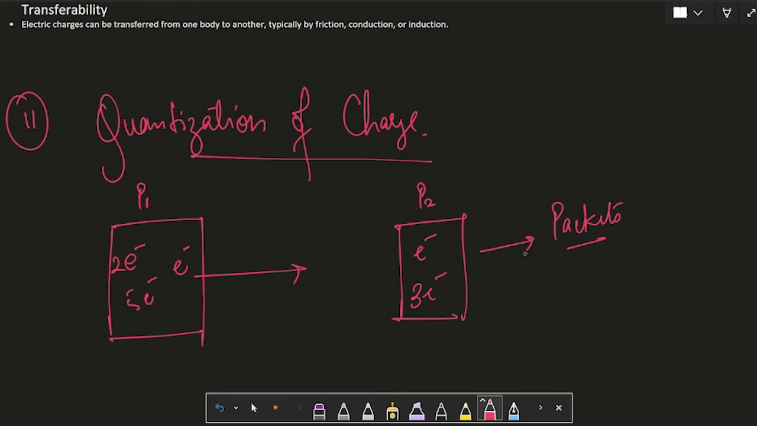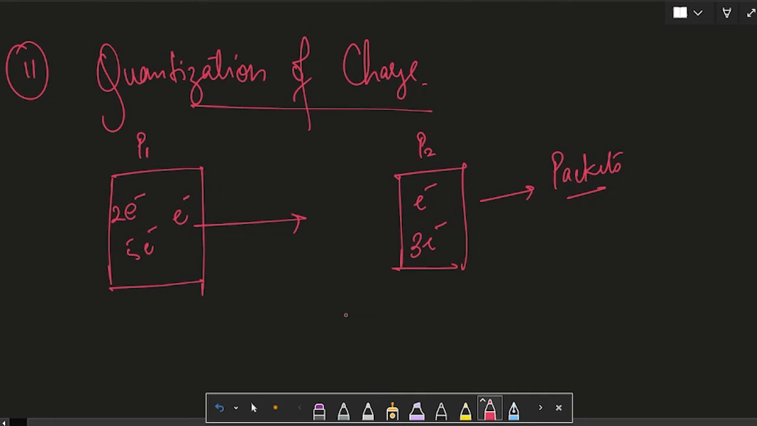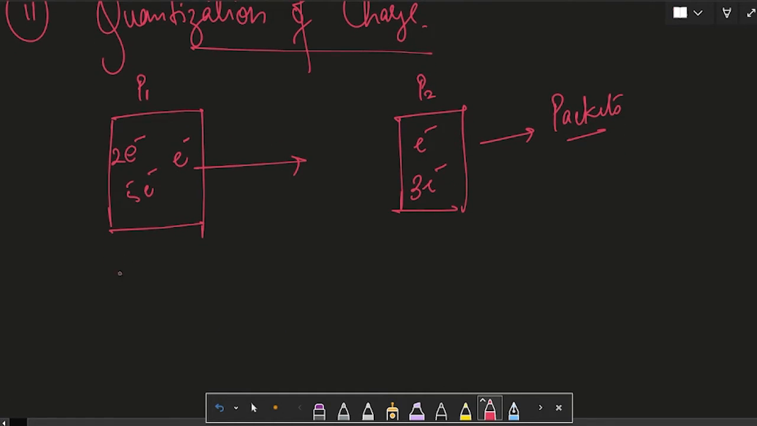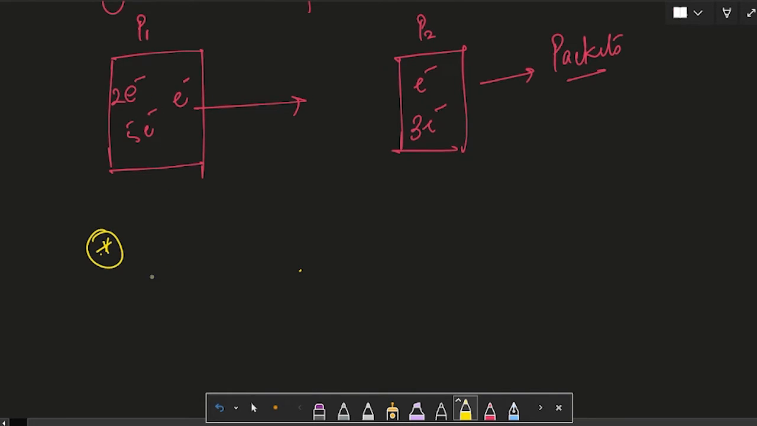There is more information on the quantization of charge. It also says that charges would be an integral multiple of the fundamental charge. This is very important to understand. Note this down: charge will always be an integral multiple of the elementary charge. The elementary charge is the smallest charge, and that is equal to E, or 1E. This is 1.6 into 10 to the power minus 19 coulomb. And what does this say?